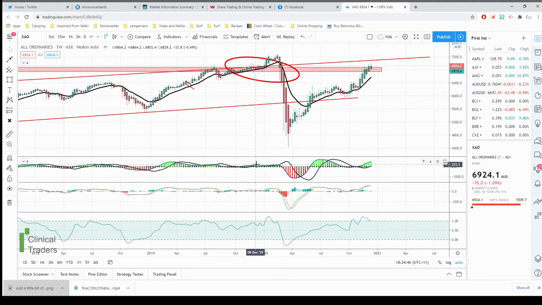Could we head lower? Absolutely we could. I think if we breached this red rectangle and this upward trending moving average, if that was to breach on a solid candle down, I would be looking to get bearish. The MACD is rolling over on the weekly, so our longer term perspective is that we're getting to a point where we're perhaps thinking that we should reduce our exposure in the general share market.